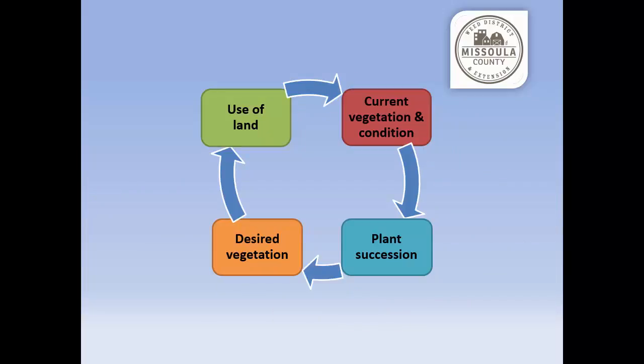So then we get to this pattern, and at this point, when we start thinking this way and using our weed treatment tools to trigger plant succession in our favor, we can start to adapt management that will continue to progress you towards your desired vegetation. And this is a way that will help you to find the true cause of your infestation instead of just continually treating the symptoms.